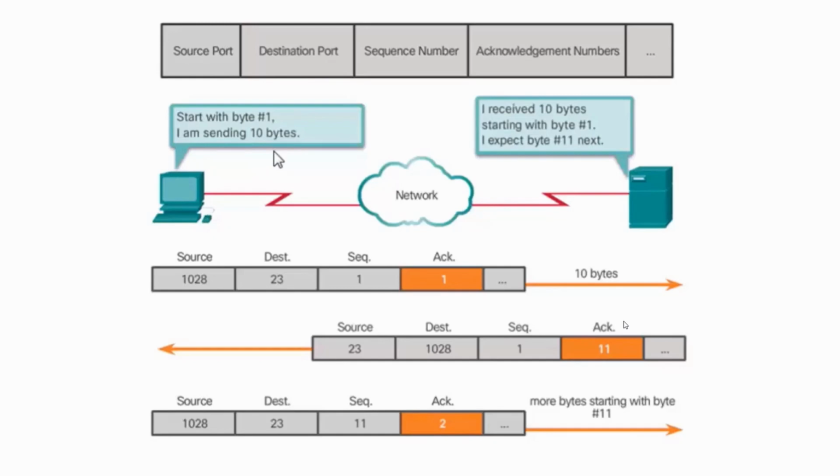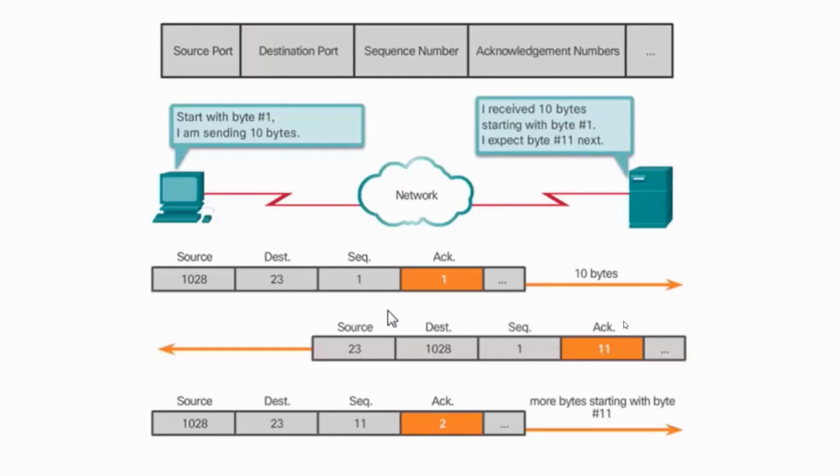In reality, the window size would be a lot larger than 10 bytes, since today window sizes are typically 16 megabytes or larger. But this works nicely for this example. So the host is sending 10 bytes, starting with byte number 1. The receiving host, the server here, says, I receive 10 bytes, starting with byte number 1. I expect byte 11 next. This is the acknowledgement. The server acknowledges it received the 10 bytes and now is expecting number 11.